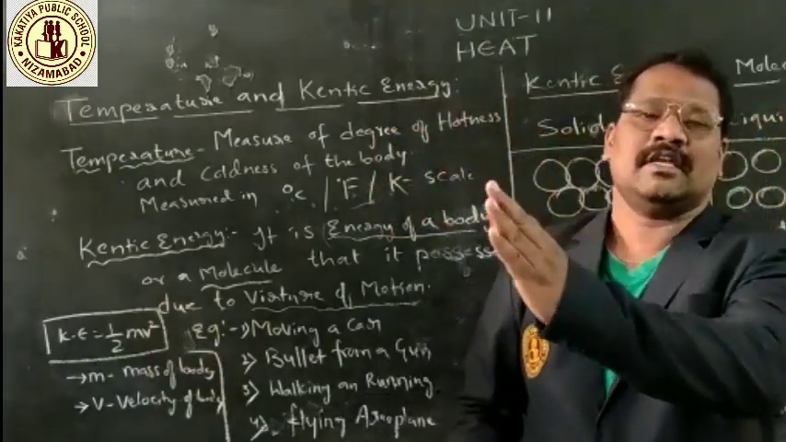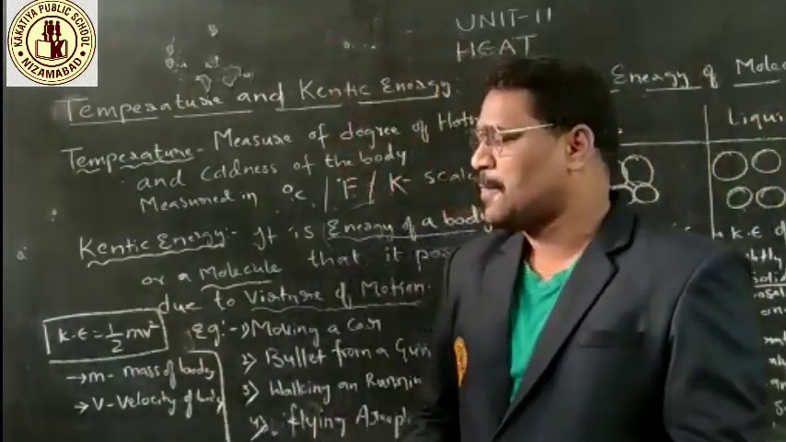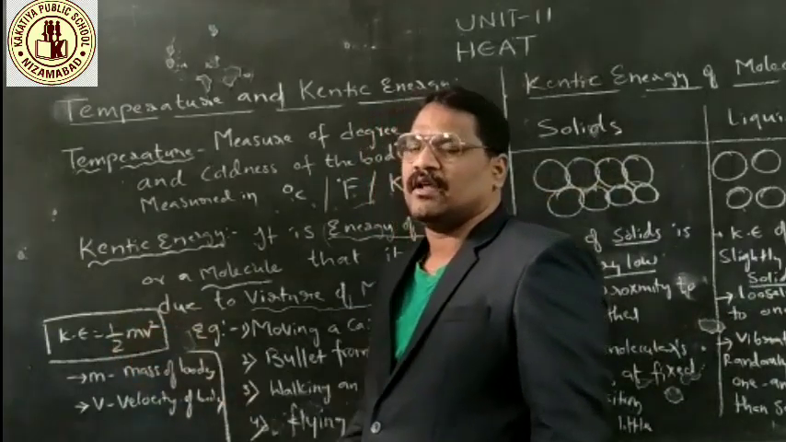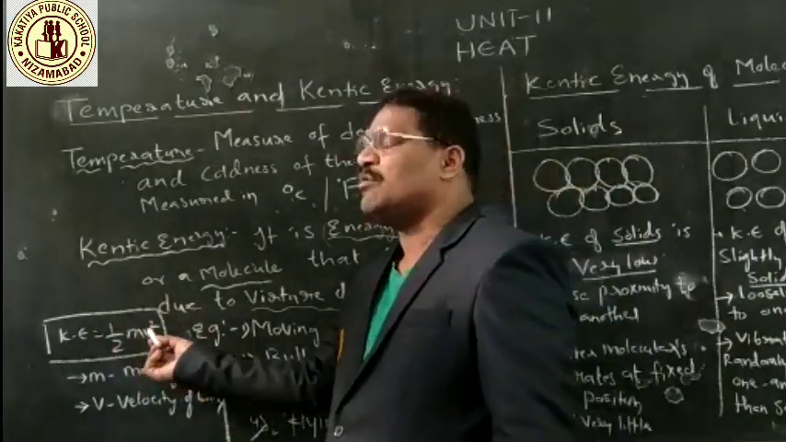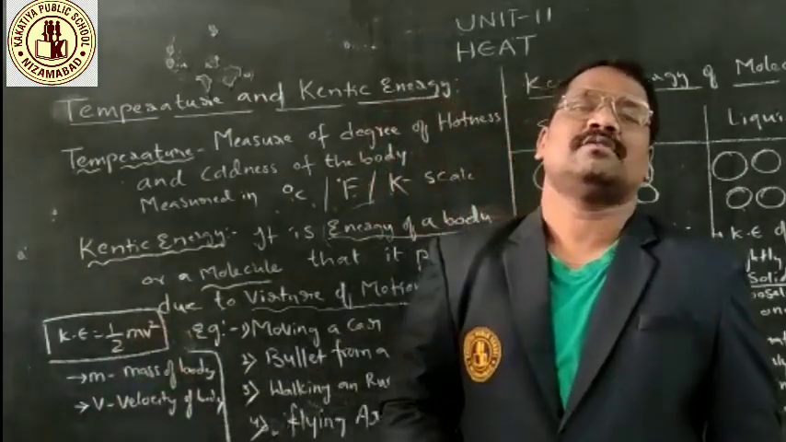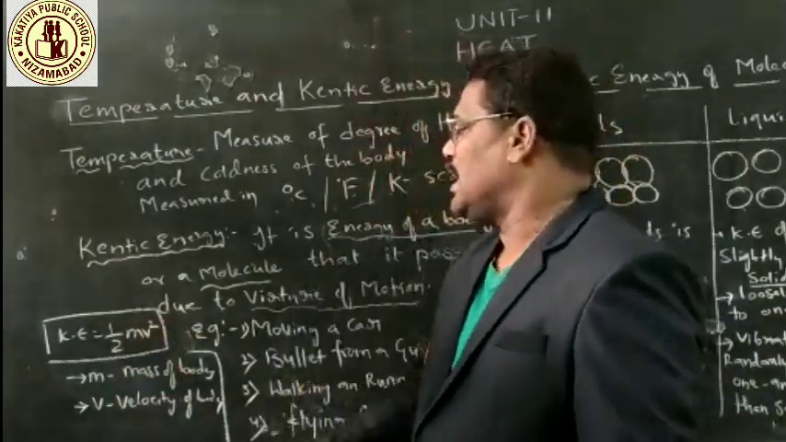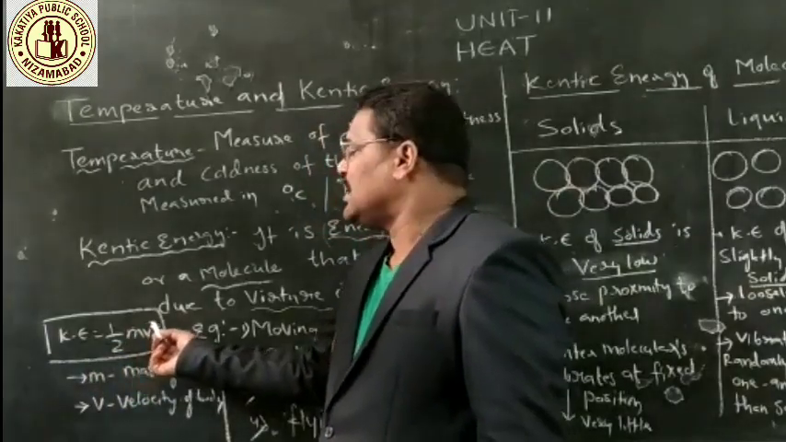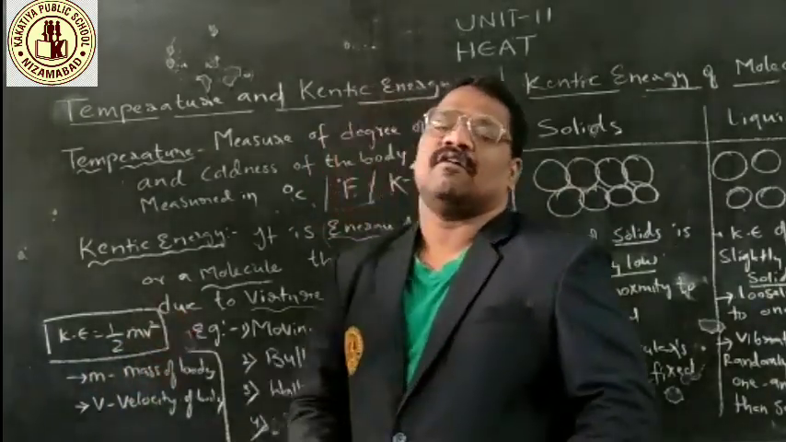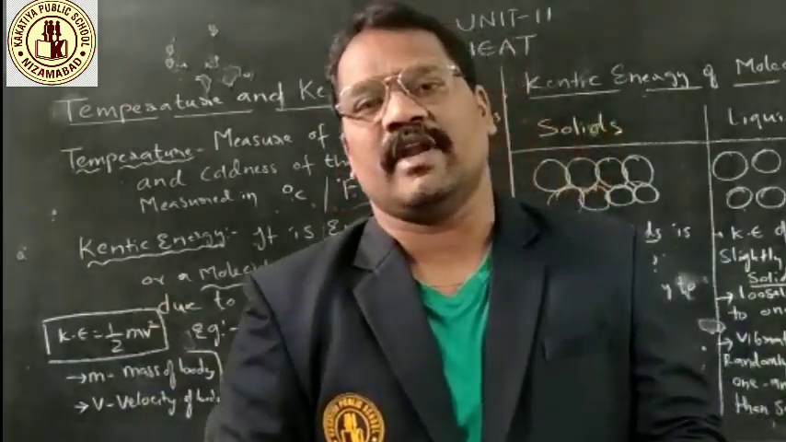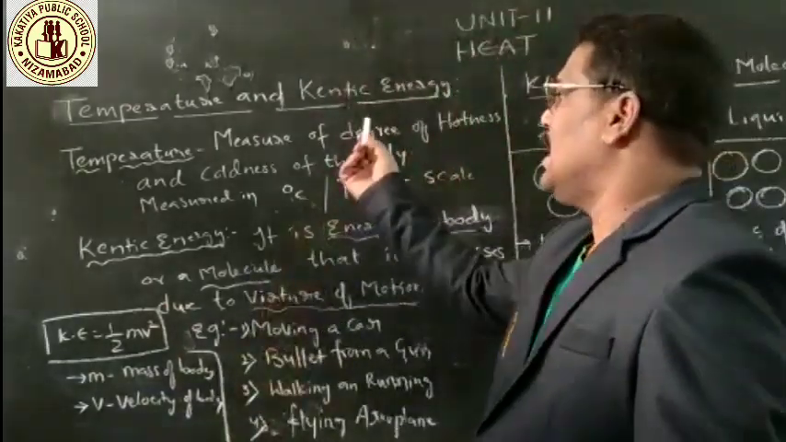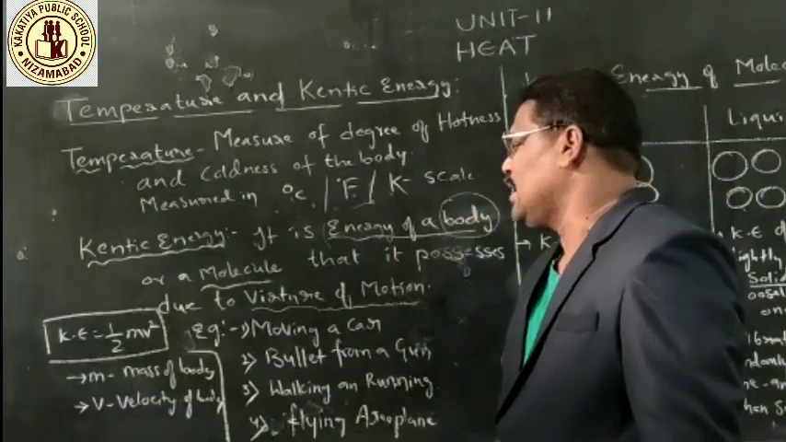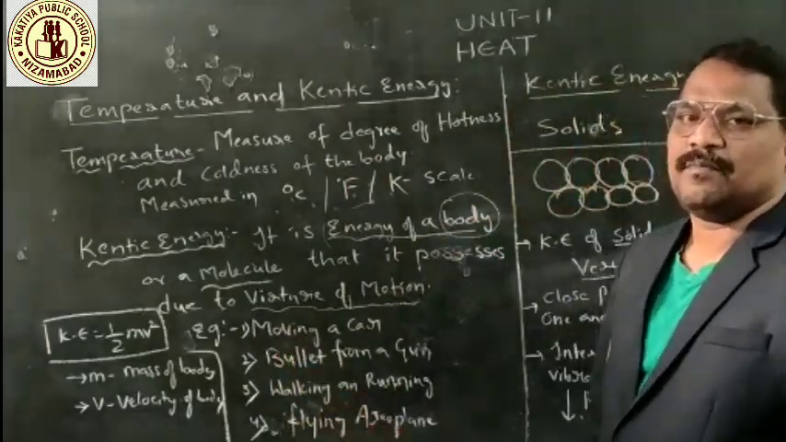We studied this in the work and energy topic. Kinetic energy is half mv square, where m indicates the mass of the body and v indicates the velocity of the body. Kinetic energy is directly proportional to the mass of the body as well as the square of its velocity. As we are going with the energy of a body, here are examples.